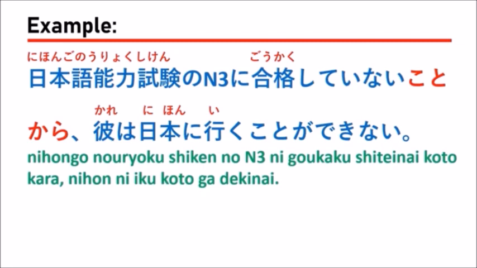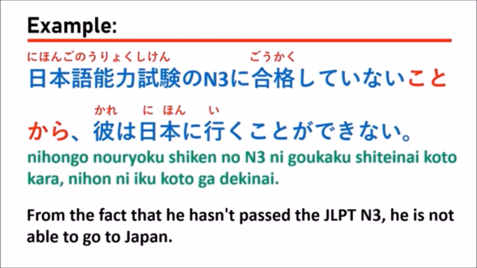日本語能力試験の3級に合格していないことから彼は日本に行くことができない。Which means from the fact that he hasn't passed the JLPT N3, he is not able to go to Japan. In this sentence, they use the verb 合格していない, which is the negative form of the verb, a negative sentence, right? 合格していないことから.